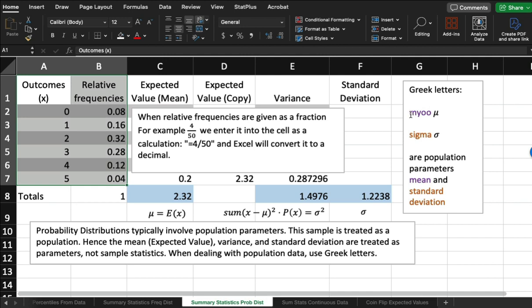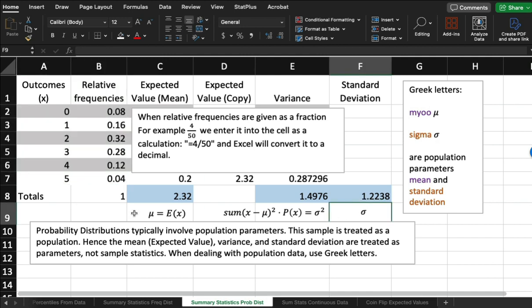The first Greek letter is the Greek letter mu. It's pronounced M-Y-O-O, mu. It looks like what you see here, and that is the symbol for the mean. The symbol for the standard deviation is the Greek letter sigma. You can see those here. I just wanted to show them to you. If you're setting up your own spreadsheet, you don't need to put this in. This part down here is just for you to see that we are actually dealing with something that's treated as a population, even though it came from a sample, but we're treating it as a population.